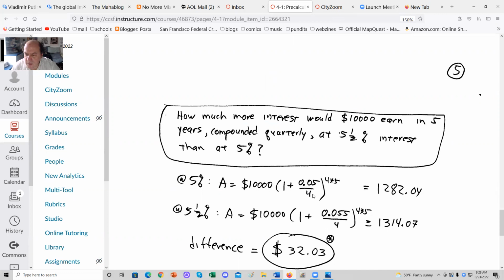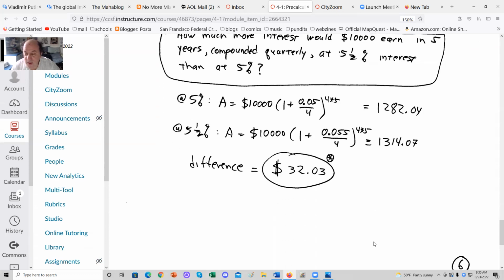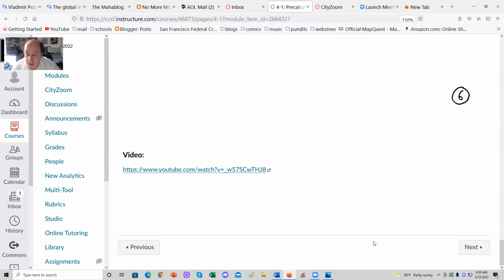And after a bit of calculator, at 5% it's $1,282.04. At 5.5% interest, it's $1,314.07. The difference is $32.03. So that's what that 0.5% interest is worth after 5 years. Okay, that's good. We have concluded our day's work.